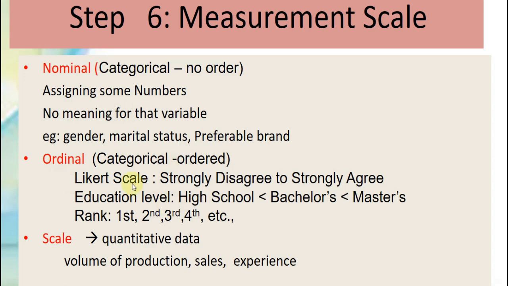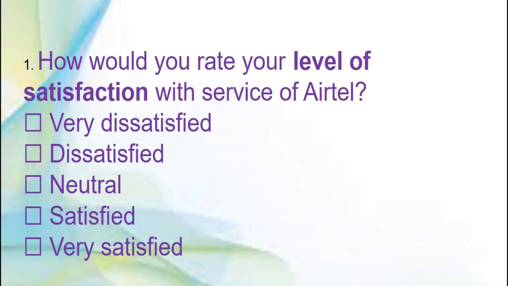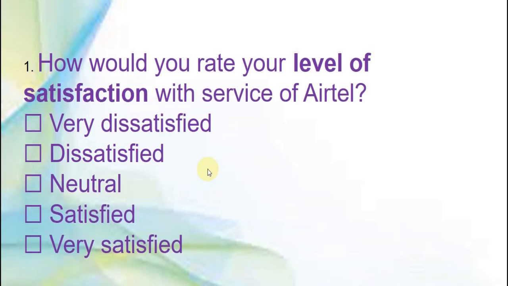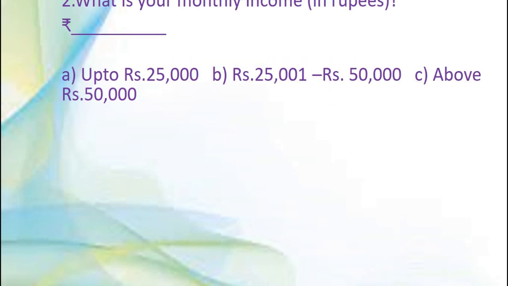If it has some order, such as education level, age, Likert scale data, or ranking questions, these data have some order. These types of data are called ordinal data. Quantitative data are called scale data. What type of measurement is used for this question? If your answer is ordinal, that is correct.